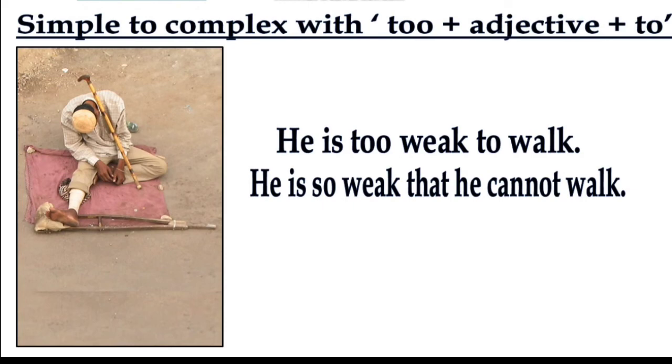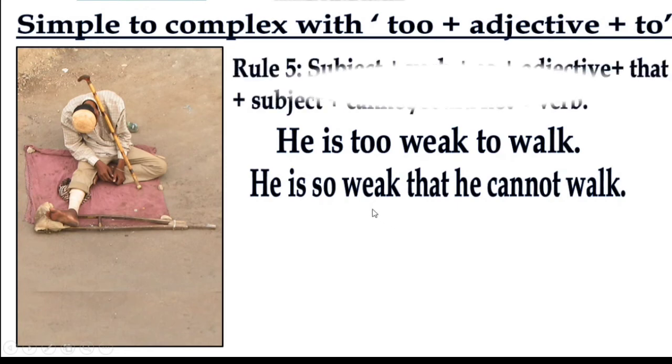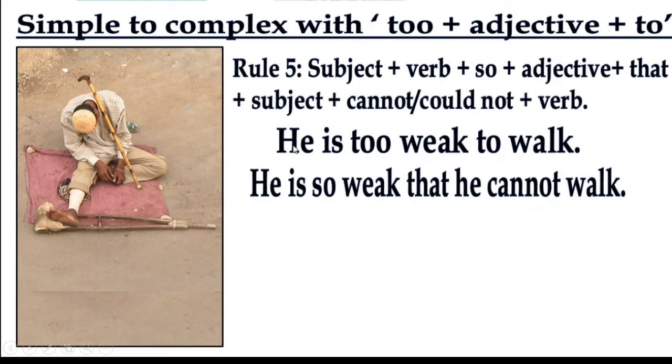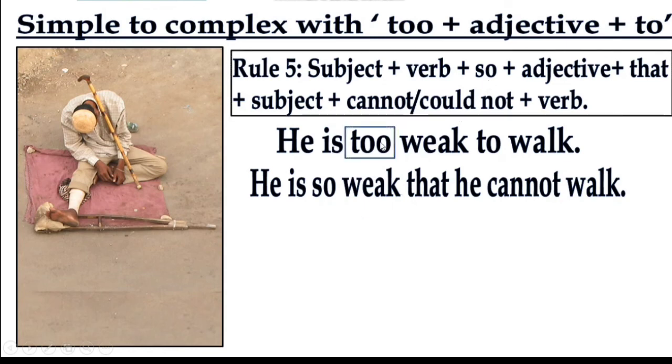So my dear student, in the second sentence we get more words. Let's see how this rule will be. At first the subject, then the verb. Here the subject is he, so we use he, and then the verb is, and then to. So instead of to we use so. Then the next adjective, and then that instead of to, and then the subject. He cannot or could not.